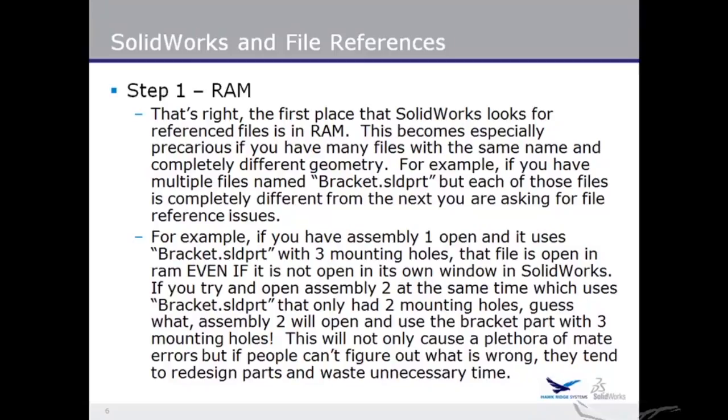So what's going to happen here is if you have assembly 1 open, assembly 1 is in RAM, and all the files that assembly 1 needs to be built are in RAM, unless they're in lightweight, which is a different story altogether. But because the bracket with 3 mounting holes is open in RAM, if you then open assembly 2, even though it's the wrong geometry, it's going to use the bracket with 3 mounting holes in assembly 2. That's going to throw everything off in your assembly. Your mates are going to break, everything's going to go wrong because it's opening the wrong file.